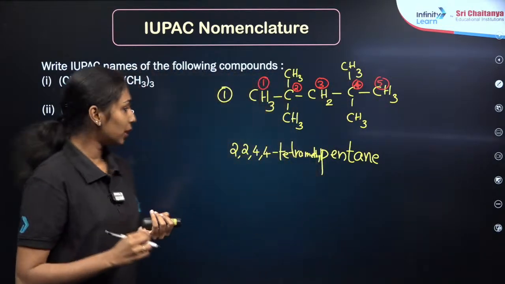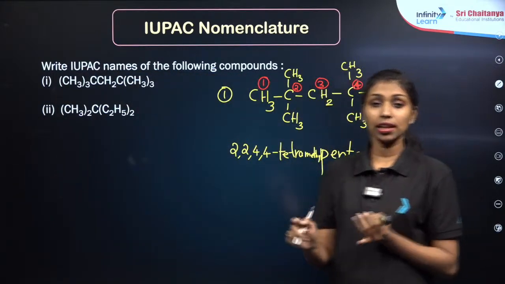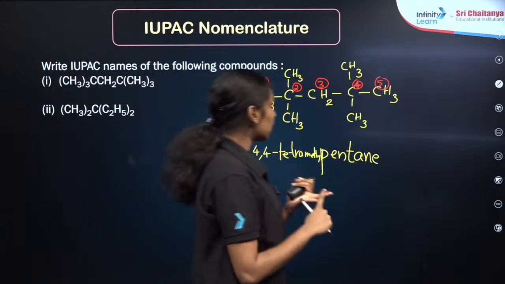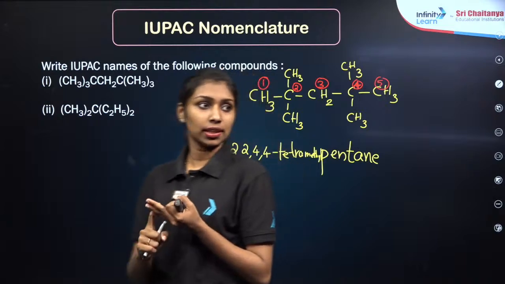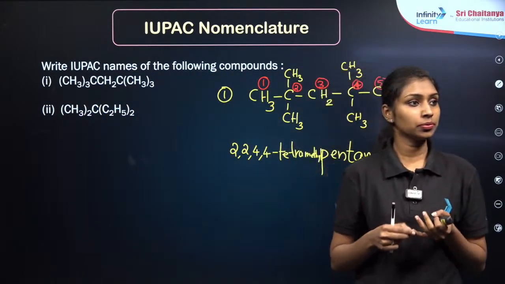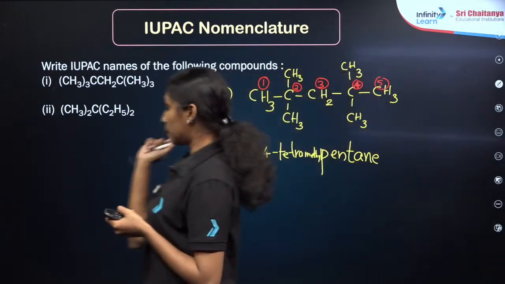Is that clear for everyone how we are doing the naming of the compound? First, you need to find out the longest chain. You have to try the maximum possibility, find out the longest chain, then give the numbers of the particular longest chain, then give the position for each branch. Clear? Then what about the name of the second compound?